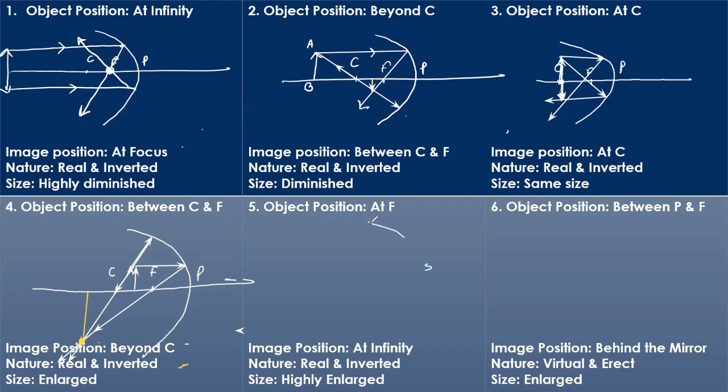Then we have at focus. Again, first thing is to draw a principal axis. Once principal axis is drawn, mark pole, mark your focus and mark center of curvature. Always remember, the distance between pole, focus and center of curvature should be the same. If you're taking 2 centimeters between pole and focus, please take 2 centimeters between center of curvature and focus as well, otherwise the diagrams will go wrong.